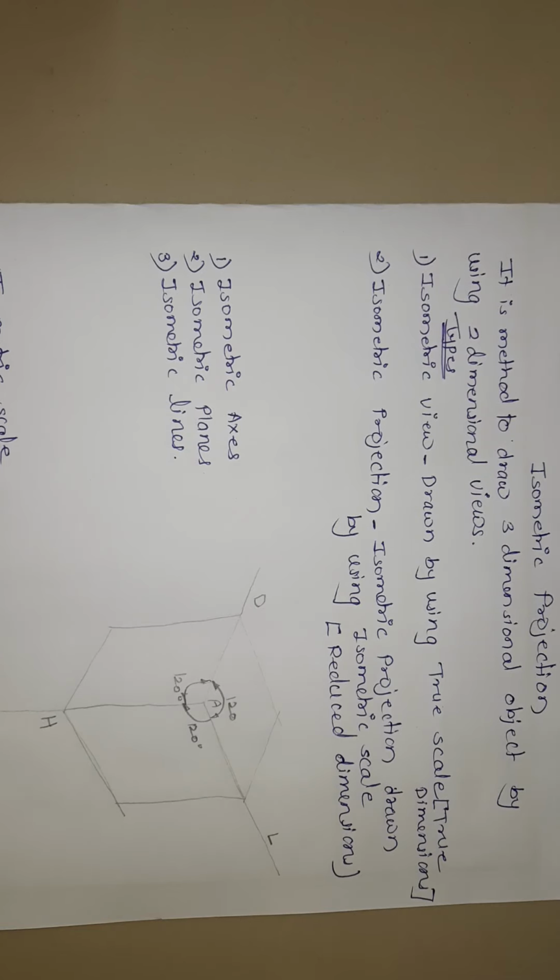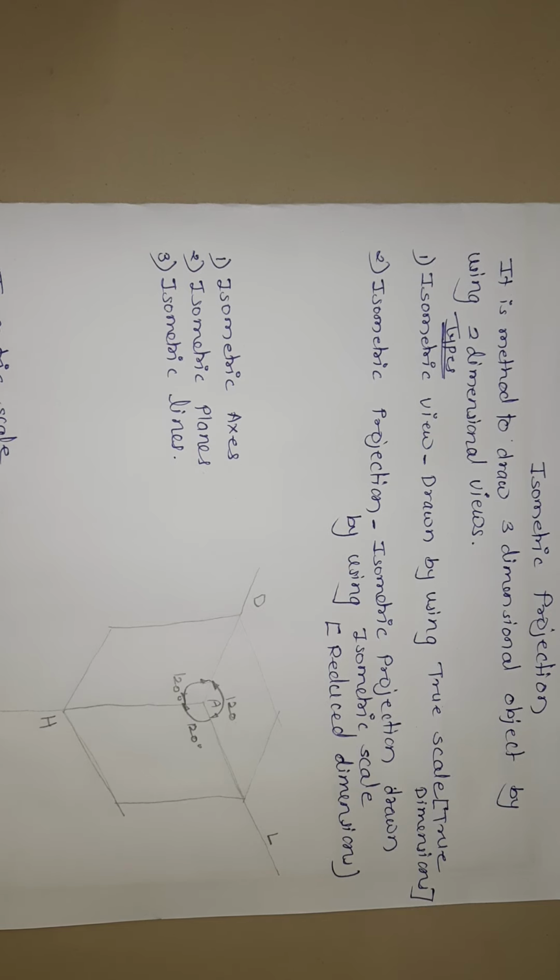Hello everyone. Today we will start the new unit, which is the isometric projection. It is the method to draw a three-dimensional object by using two-dimensional views. Also, it is a type of pictorial projection in which all three dimensions of an object are shown in one view, and if required their actual sizes can be measured directly from it.